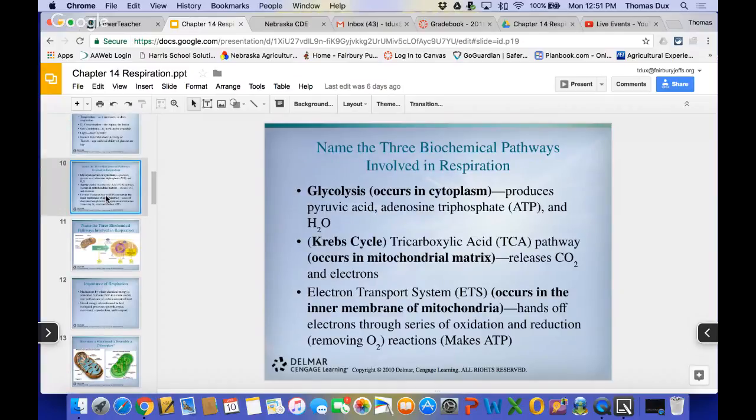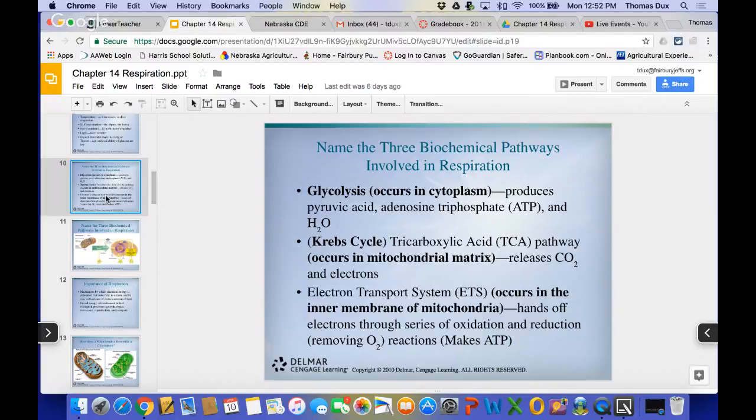Sorry, I had to. All right, we got a couple slides left here because this is what the 3 biochemical pathways are involved in respiration. The first one is glycolysis. This occurs in the cytoplasm of the cell. Once that glucose molecule is released outside of the chloroplast, this is where we're going to break down that glucose molecule into essentially pyruvic acid. That's the big thing we're going to be making. Pyruvic acid.